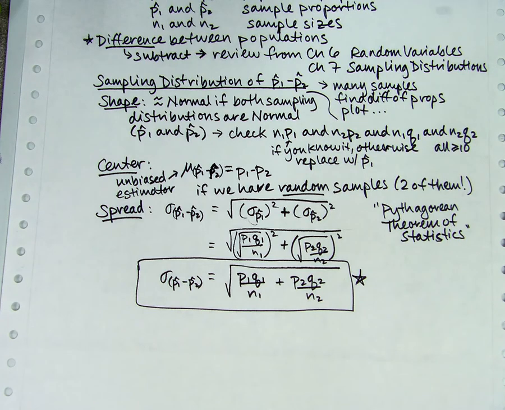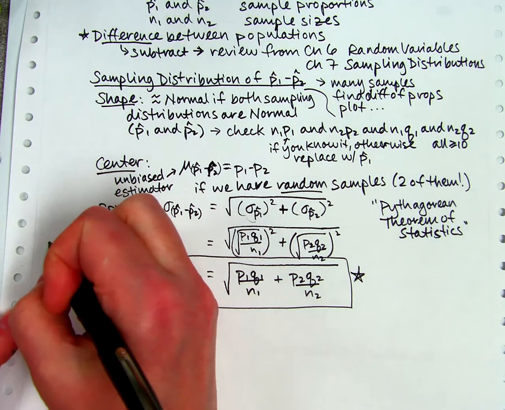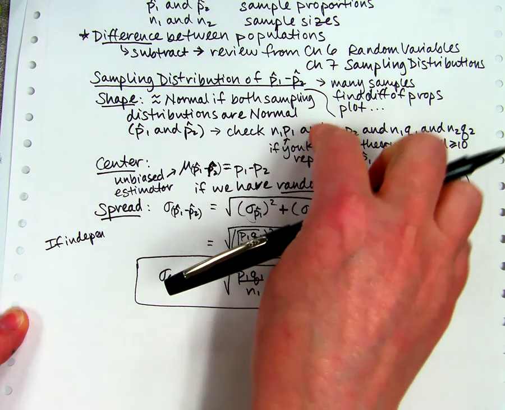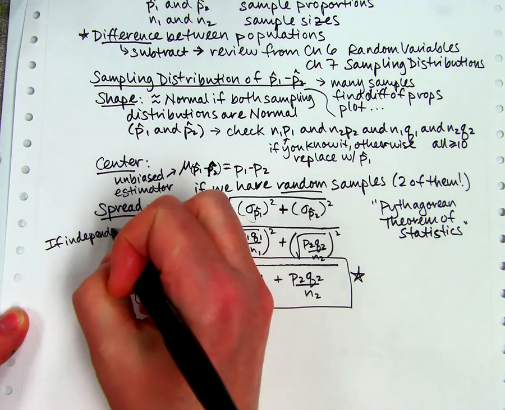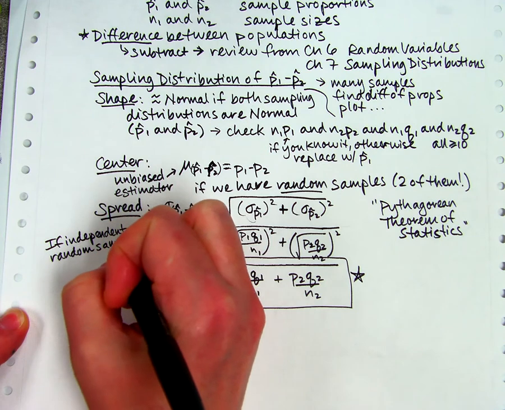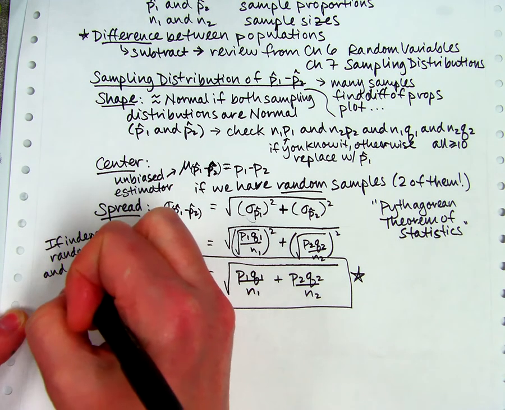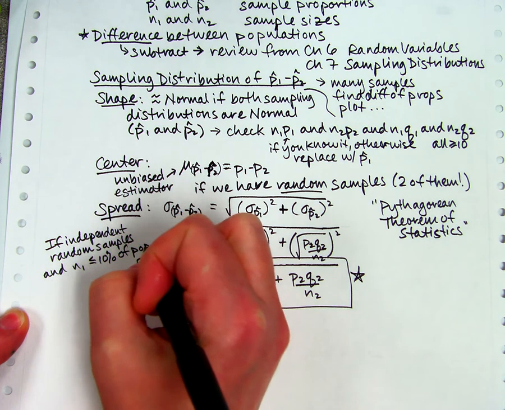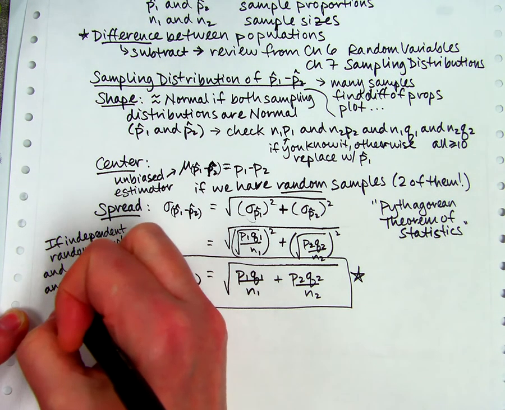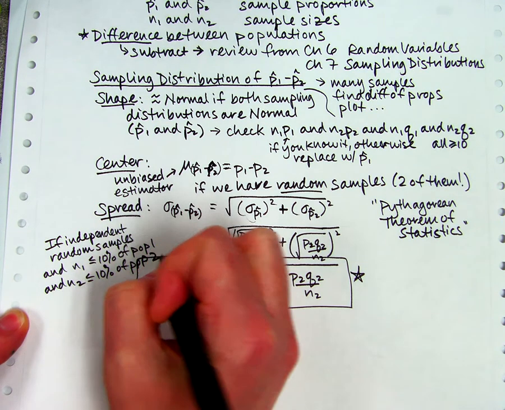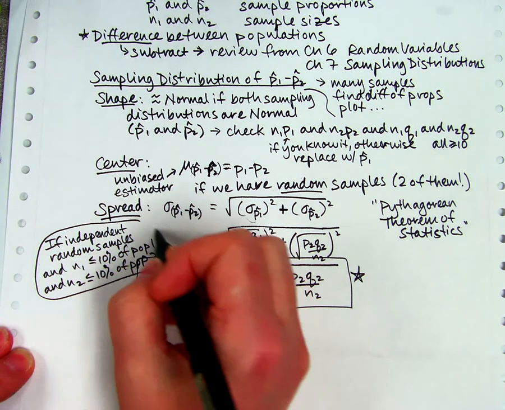We talked about this way back in chapter 6, and then we mentioned it again in chapter 7. This formula works if we have independent random samples. Oh, that sounds familiar. Normal, random, independent, right? We've seen those before. So if our random samples are independent of each other, and if N1 is less than 10% of the first population, and if N2 is less than or equal to 10% of the second population, all of this has to be true to make this formula work.